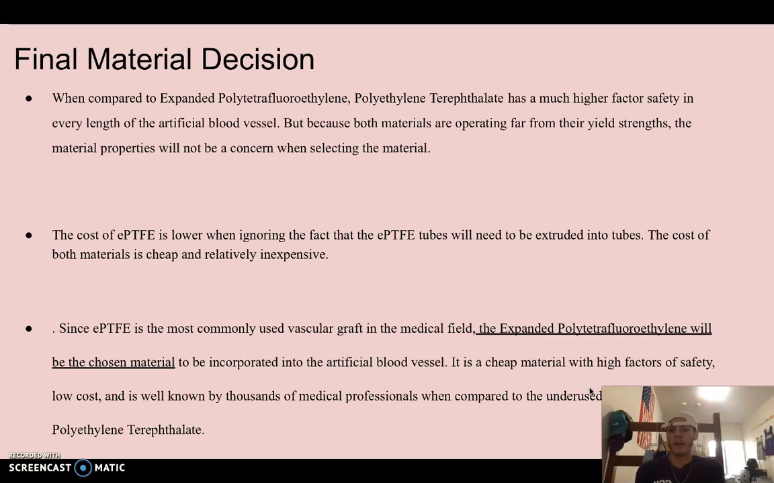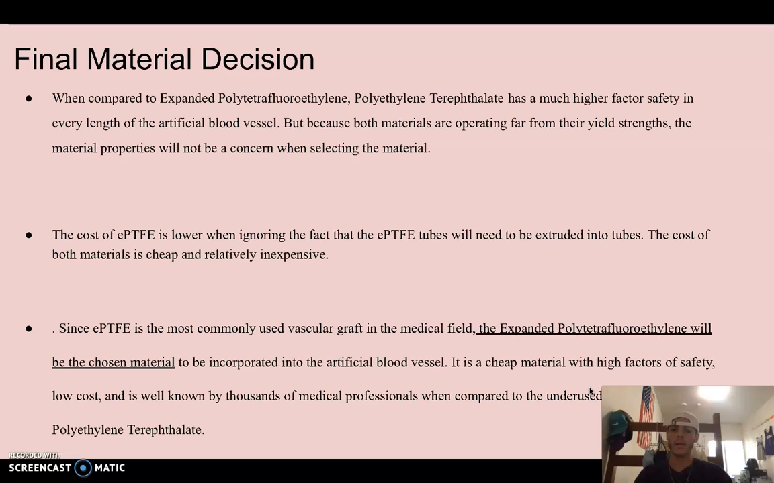So when compared to the expanded polytetrafluoroethylene, the PET has a higher factor of safety, and it's operating farther from the yield stress, but it's not necessarily a concern just because they're both far away from the yield stresses and they are both safe to use. So the cost is really the deciding factor, and the fact that the ePTFE is lower cost than the PET material is a good thing. And also the expanded polytetrafluoroethylene is the most used material in vascular grafts today.